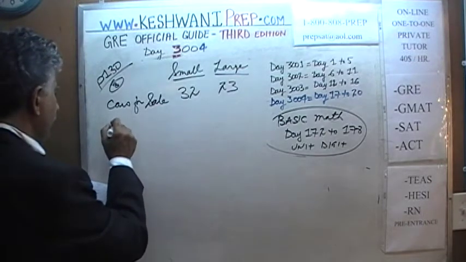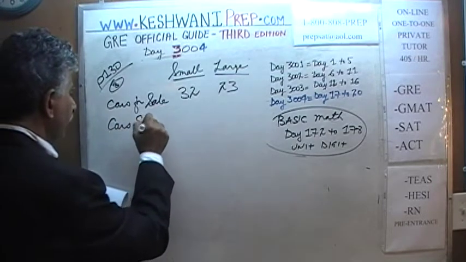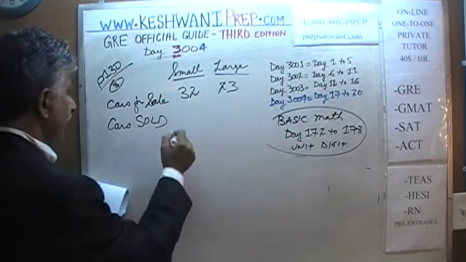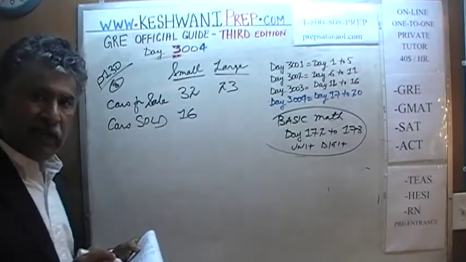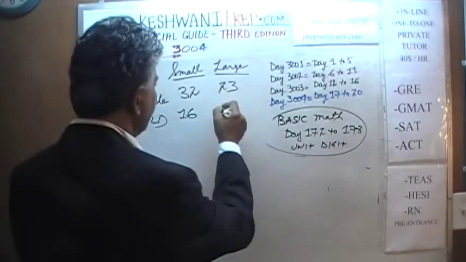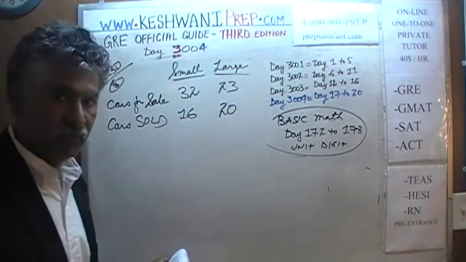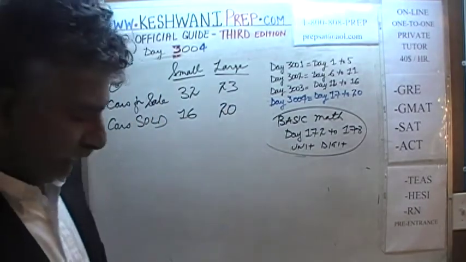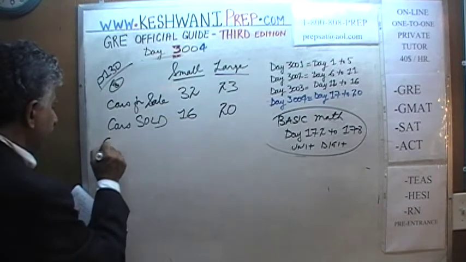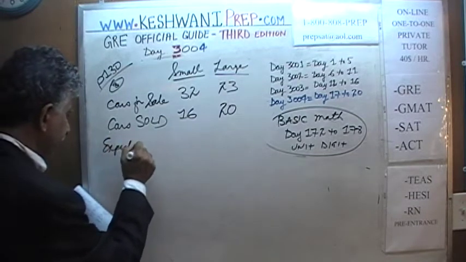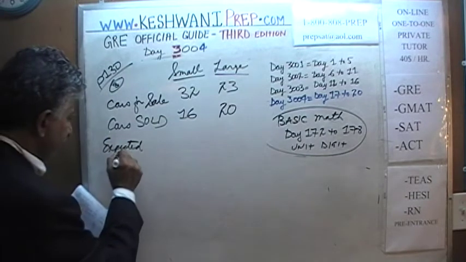We had the auction and found out that out of the 32 small cars, we managed to sell half of them. And out of 23 large cars, we managed to sell 20 of them. Apparently, large cars are very popular. This is the expected revenue.